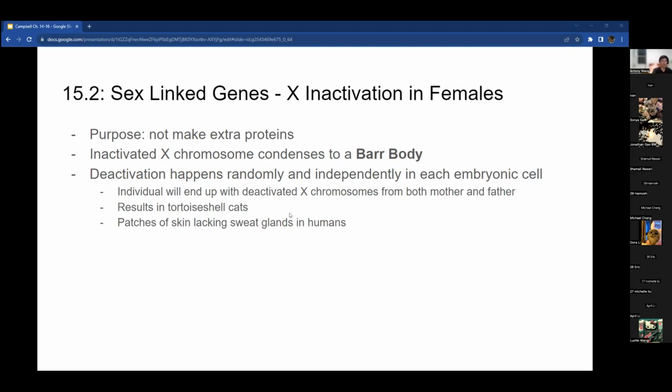The active X chromosome will be from the father in some cells. Some cells will have an active X chromosome from the mother. This is because the pattern of inactivation is preserved.